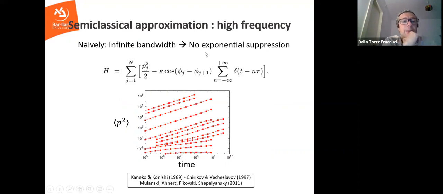Let's look again at our semi-classical model. This is just the model I was bringing before. These are the kicks. This is just for numerical purposes: instead of having a cosine term in time, it's easier to have kicks. And then you have a non-integrable model. Actually, this model had been studied before, and what people found is that this model is diffusive.